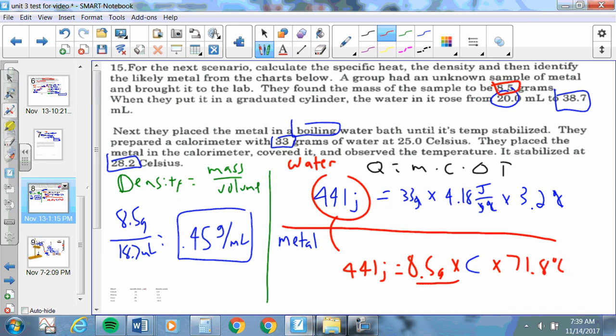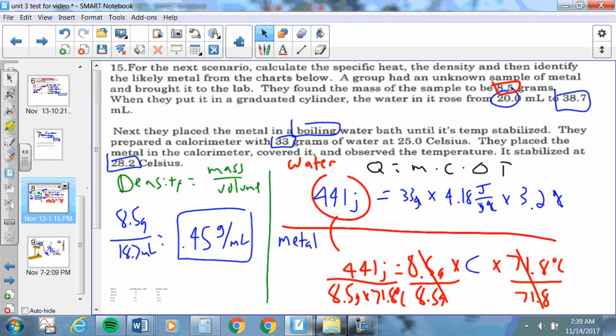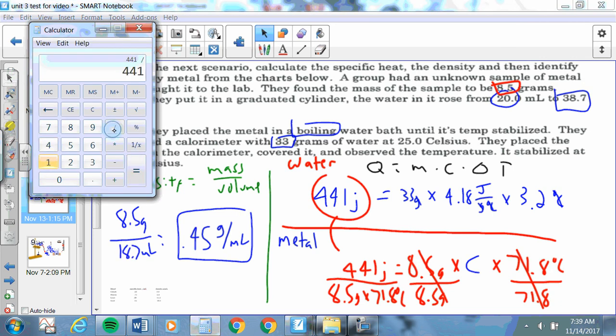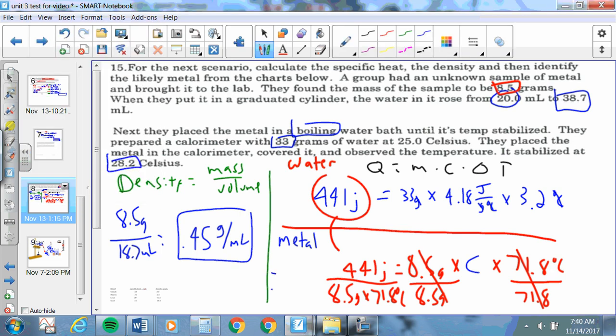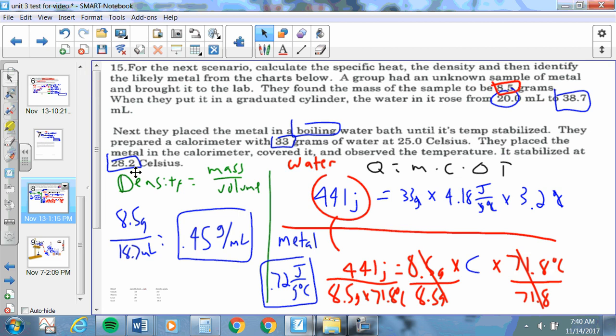If I want C by itself, I've got to divide by 8.5 and divide by 71.8. That and that cross off. But what I do to one side, I have to do to the other. 8.5 grams, 71.8 degrees Celsius. 441 divided by 8.5, also divided by 71.8. No need for parentheses if I do that correctly. And I will get 0.72 joules per gram degree Celsius. This one didn't happen to have a little matching thing to compare it to, but I'd be able to go to a chart and see which one matched.